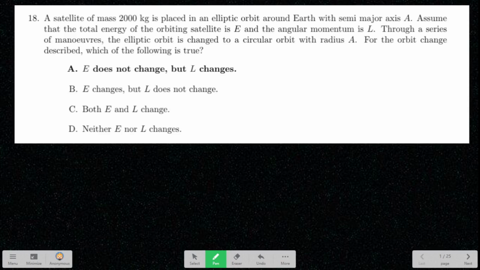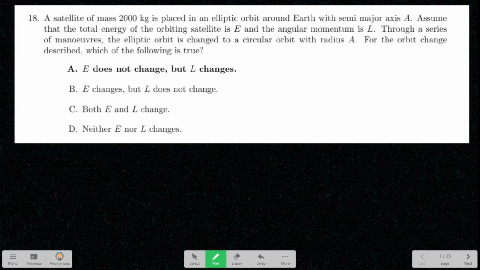Its angular momentum is L and its total energy is E. After some time, the elliptical orbit is changed to a circular orbit and the radius of the circular orbit is A. And we need to find if the energy changes or not, if the angular momentum changes or not. So that is the question.